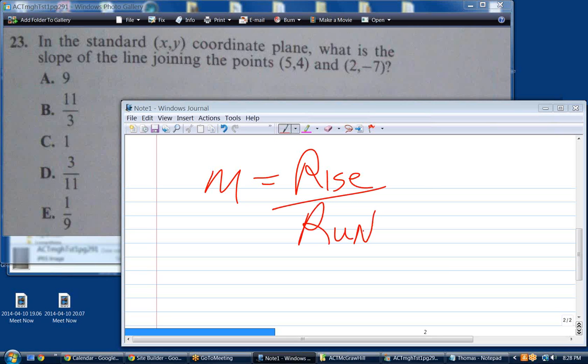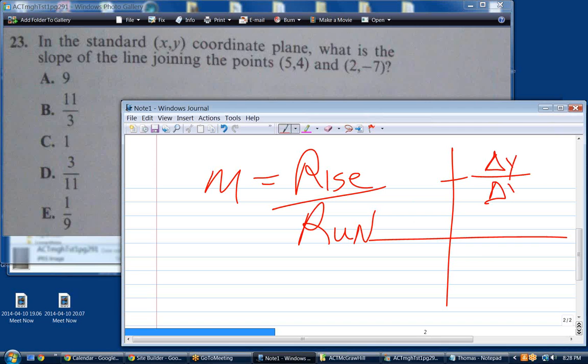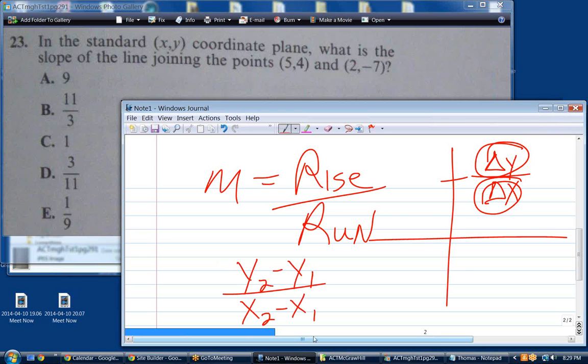Rise over run. Okay. The rise is what? Oh, it's 11/3. There you go. In other words, it's delta y over delta x, the change in the y compared to the change in the x, which turns out to be y sub 2 minus y sub 1 over x sub 2 minus x sub 1.